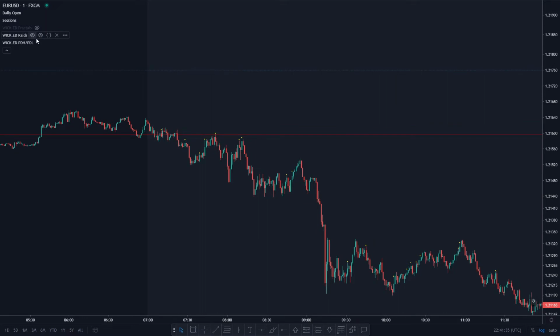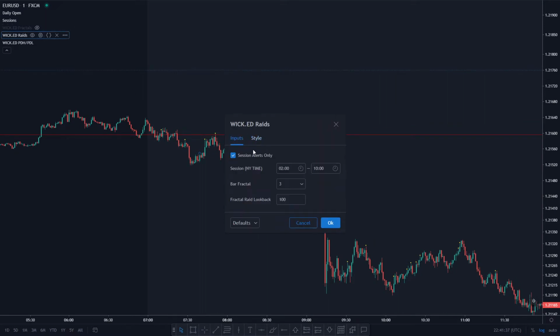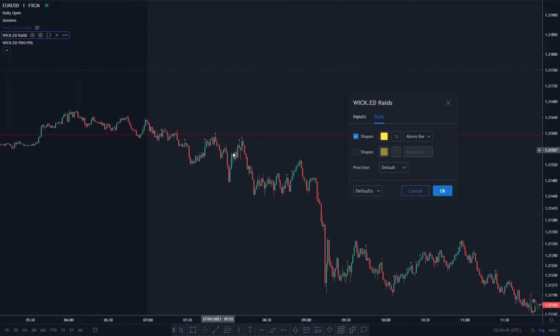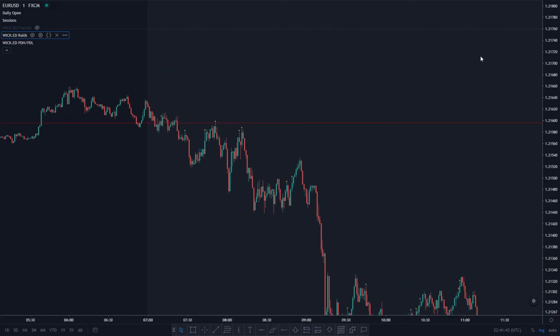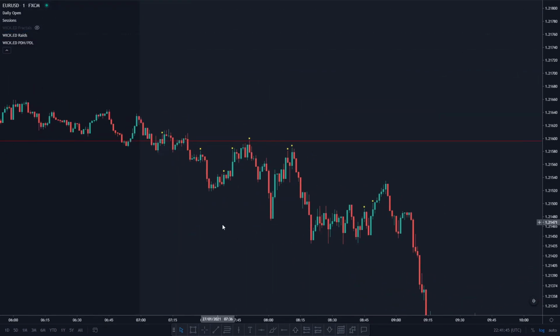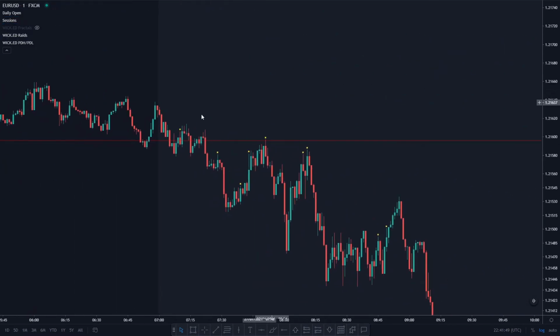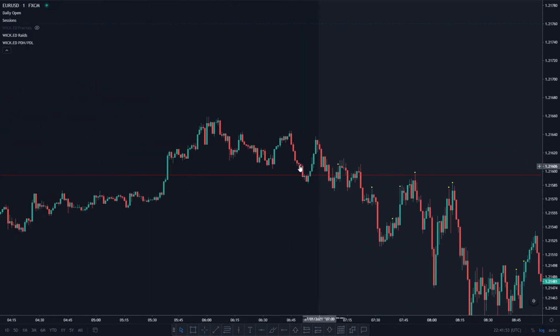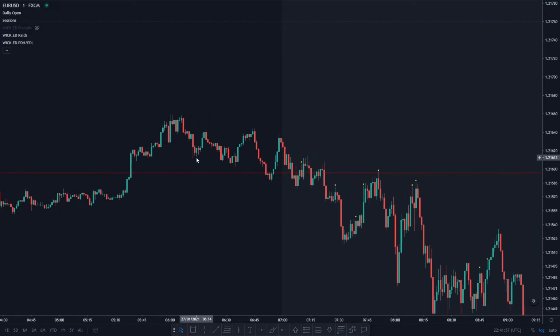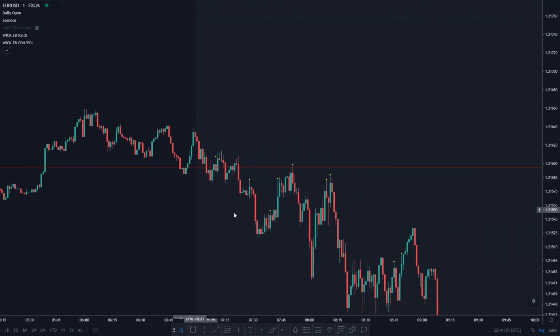And then I've also adjusted my raids indicator so it only shows raids during the session and only the top side raids, because I'm only really looking for sells, right? So cool. Now that we're here, let's look at all the QMs that were given to us in the flow, in the direction, right? So we can see already before reaching London, we were already showing this bearish pressure, all these breaks of structure to the downside, right?